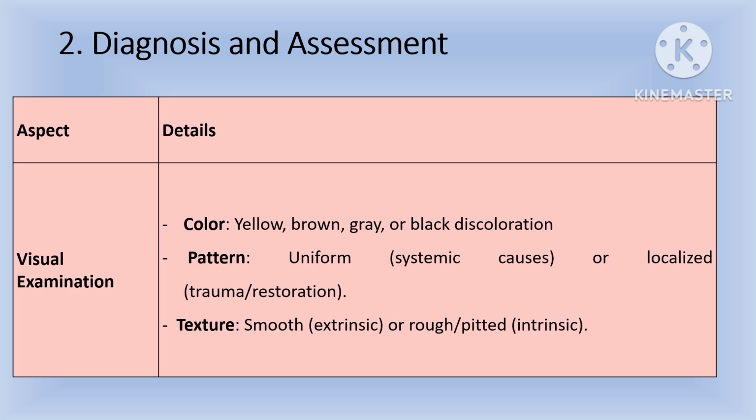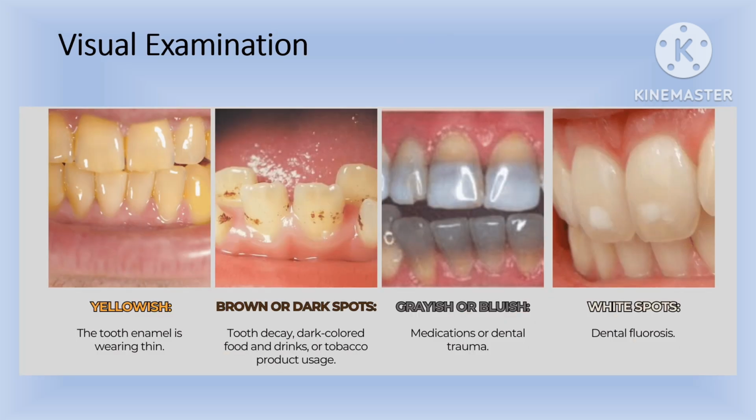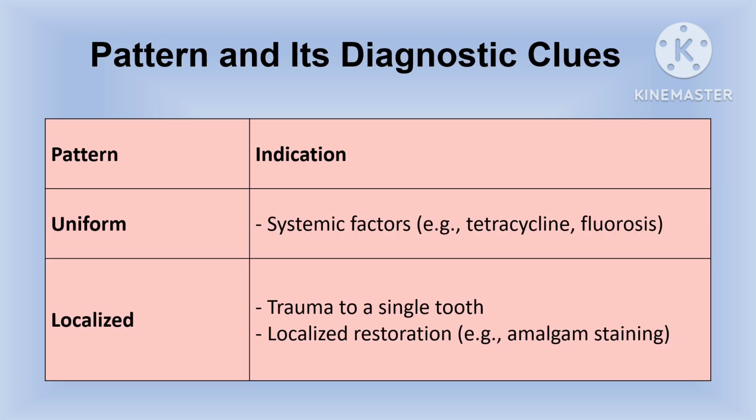Second involves a clinical examination. Observe the color of the discolored tooth. Shades like yellow, brown, gray, or black can indicate different causes. We have to note whether the discoloration is uniform across multiple teeth, suggesting a systemic factor, or localized to a single tooth, pointing to trauma or restoration.